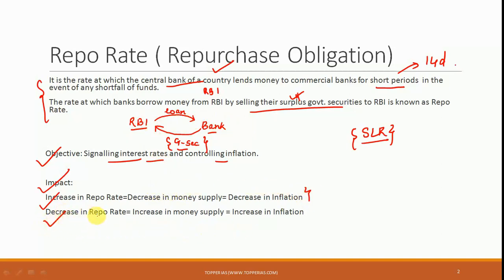Similarly, if the repo rate is decreased by the RBI, what happens is that the loans become cheaper for banks. Banks will take more loans and they will further give out more loans. So money supply in the economy will increase and inflation is going to increase. So this is how repo rate is being used as a monetary instrument, and that is the importance of repo rate.